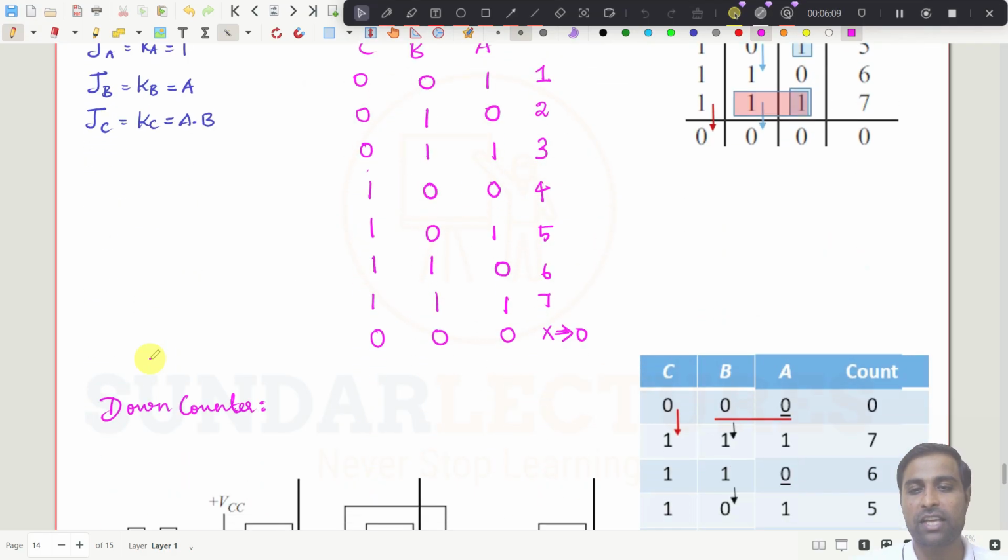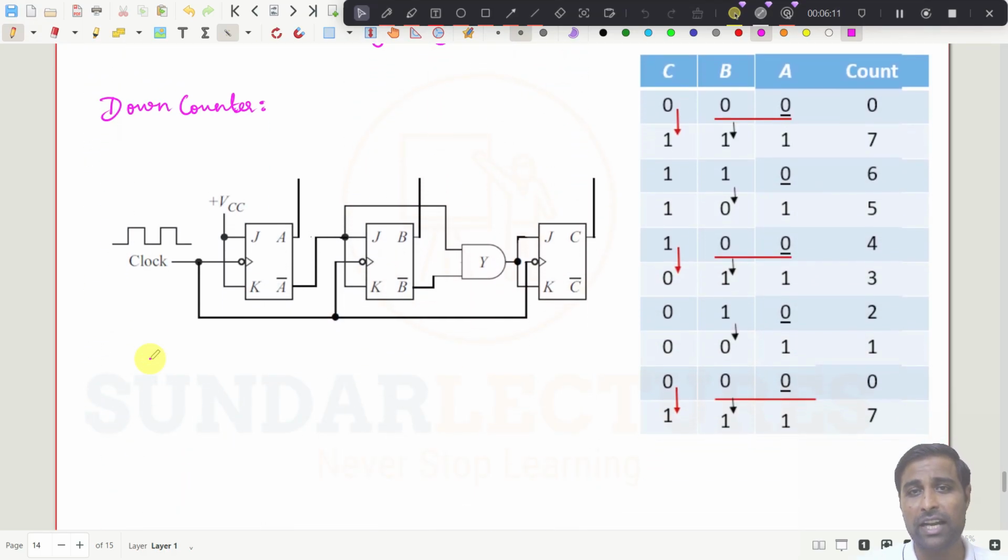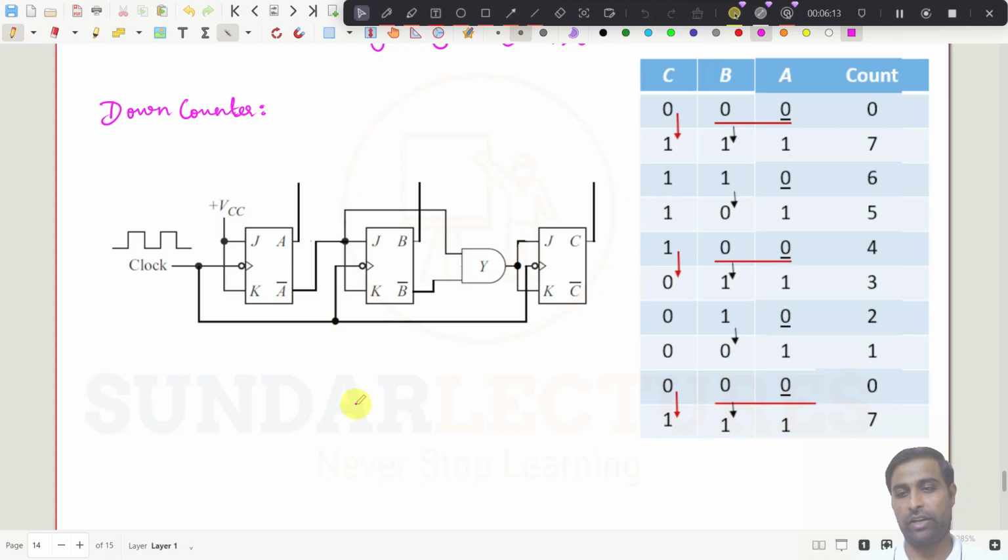Anyhow, the next topic is the down counter. And what is a down counter? Let us take an example. First, this is A, this is B, and then this is C. Maybe we will take them down here itself: this is C, this is B, and this is A.